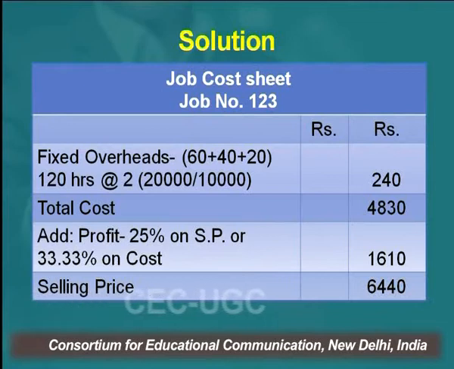So cost aspect we know, because we do not know the selling price, we have to calculate the profit on the basis of the cost which we have calculated. So 33 and 1/3% of the cost we will add in as profit. So 33 and 1/3% of this comes to be 1,610, right. So your selling price is 6,440.